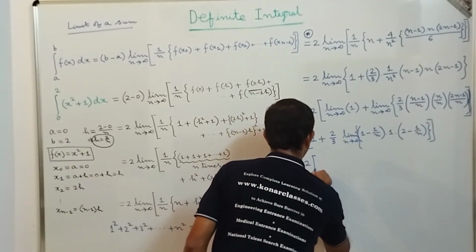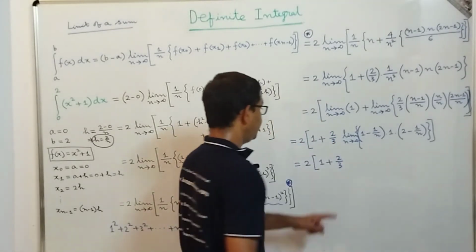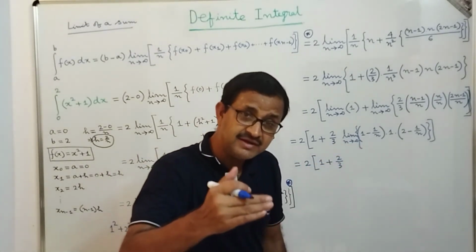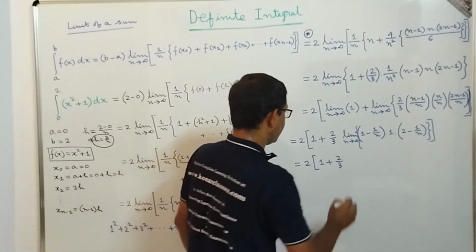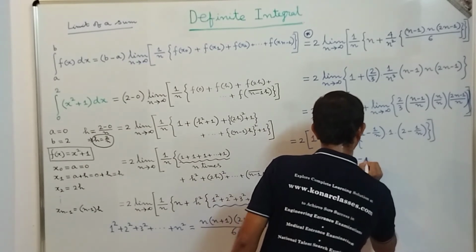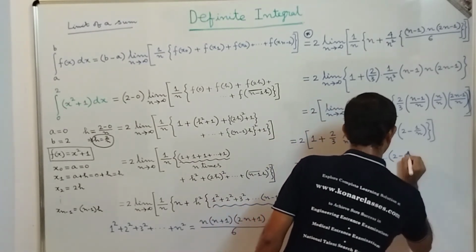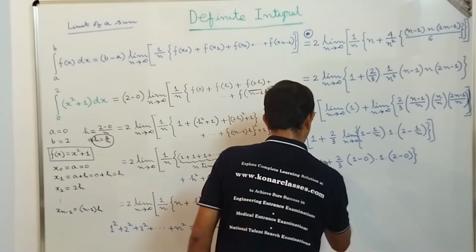So 2 into 1 plus 2 by 3 into limit n tends to infinity. That means if n is tending to infinity, 1 by n is tending to 0. So what can we write? Instead of 1 by n, we can write 0. So it is 1 minus 0 into 1 into 2 minus 0. Correct or not? So what are we getting, dear students?